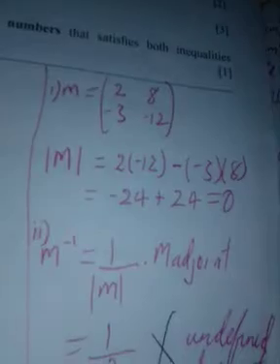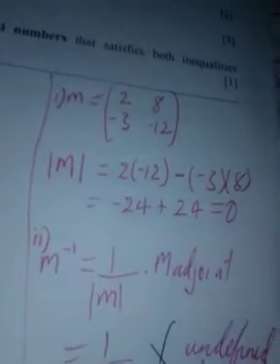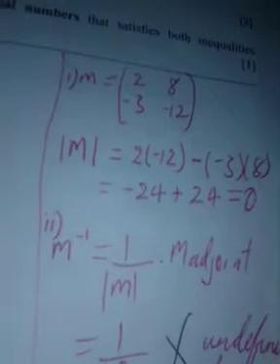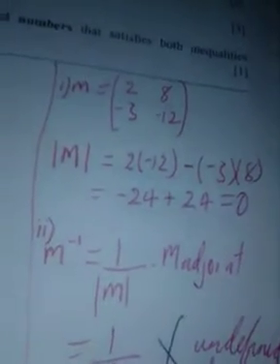Now what happens here? To find the inverse, because it says to find the inverse if it exists, and it does not exist, by the way, because 1 over 0 is undefined, because we already found the determinant was 0. The inverse is 1 over the determinant times the adjoint of m. So this one does not exist.